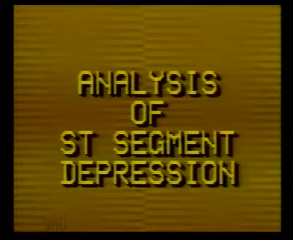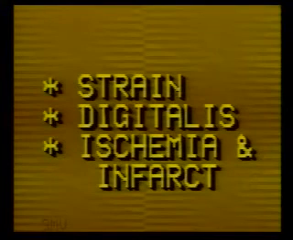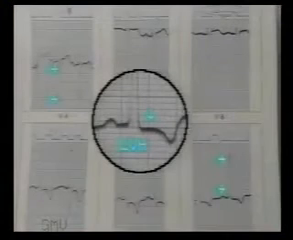Analysis of STT changes. For the purpose of explaining, the ST segment changes and T wave changes are described separately, but they are interrelated and will be discussed together wherever relevant. First, we will study the types of depressions of ST segment. ST segment depressions are basically of 3 types. Number 1, strain pattern in right and left ventricular hypertrophy. Number 2, digitalis effect. And number 3, myocardial ischemia and infarct.